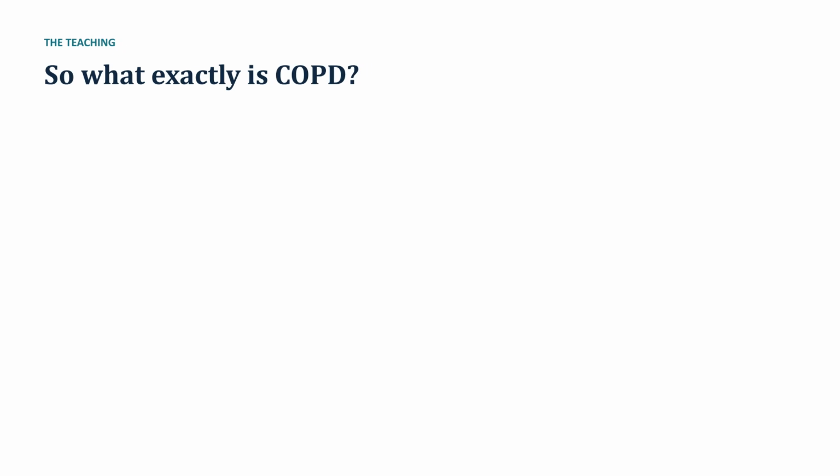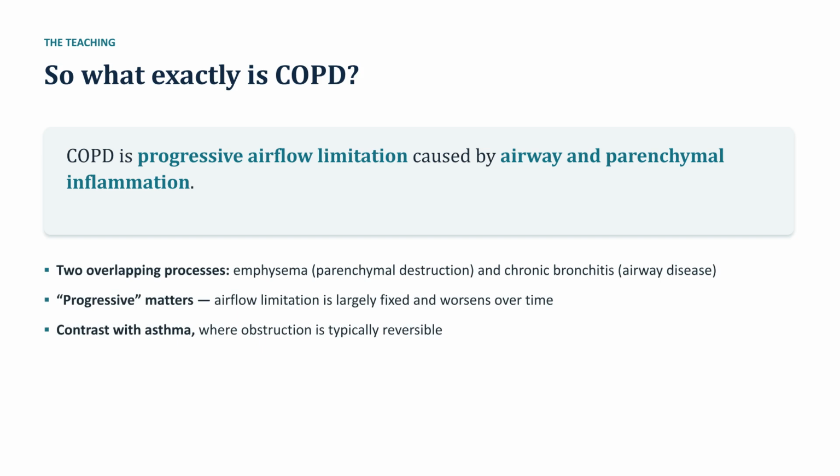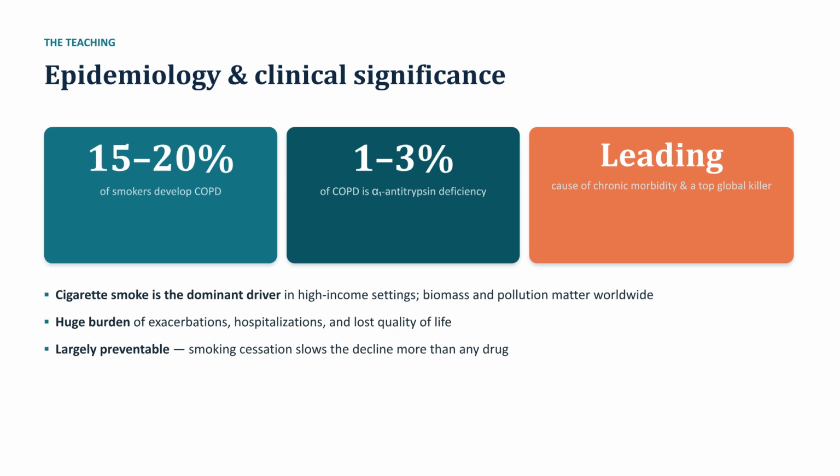To define COPD properly, it is a progressive, largely fixed airflow limitation. It encompasses two primary, often overlapping processes: emphysema, which destroys the parenchyma, and chronic bronchitis, which is a disease of the airways. Unlike asthma, this obstruction is not typically reversible.